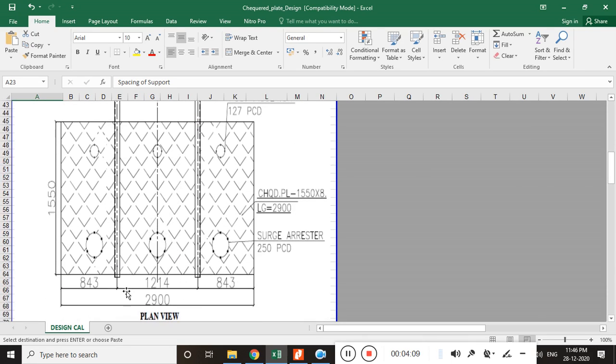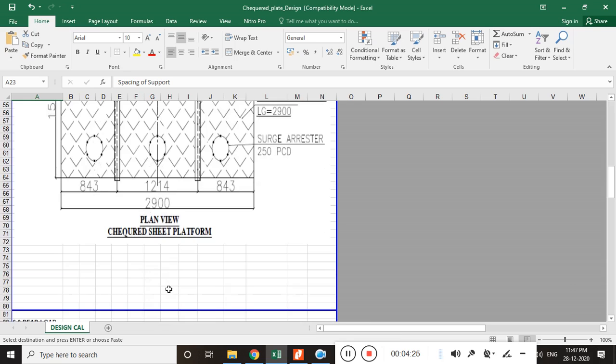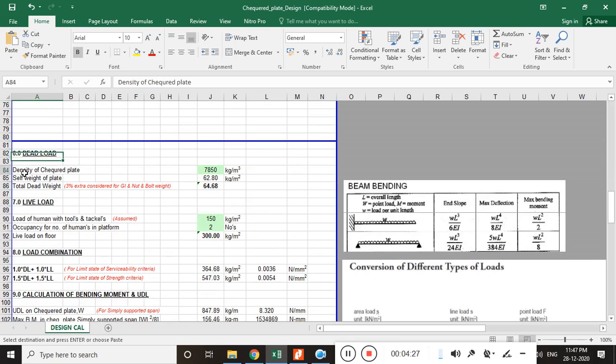Okay, so we will analyze this platform by considering this as a cantilever span and this as a simply supported span. We will design the simply supported span first, and after that we will design the cantilever span. So our dead load is the density of the checkered plate. We have considered the density of checkered plate as 7850, which is the density of steel, and the self weight of the steel comes out from the density multiplied by the thickness.